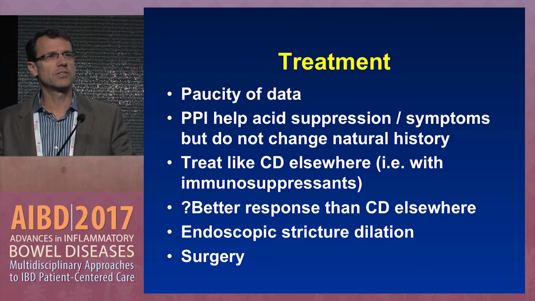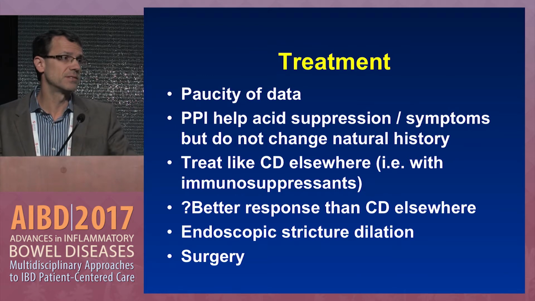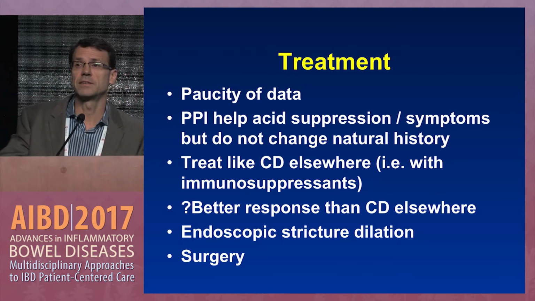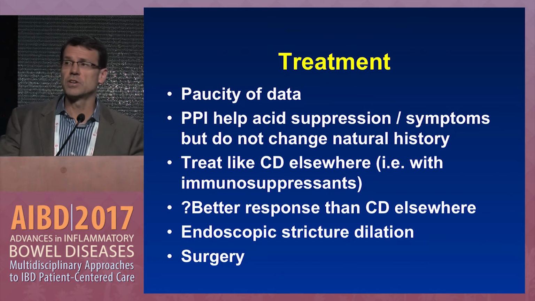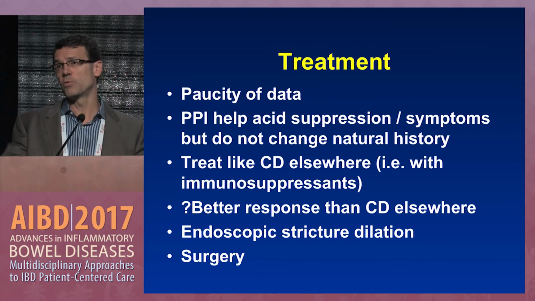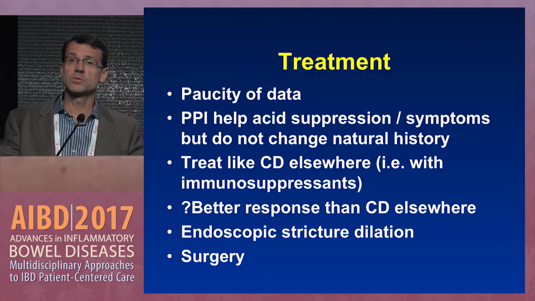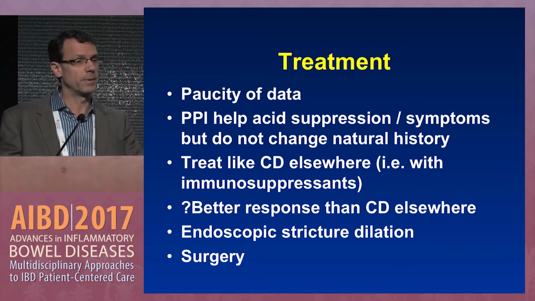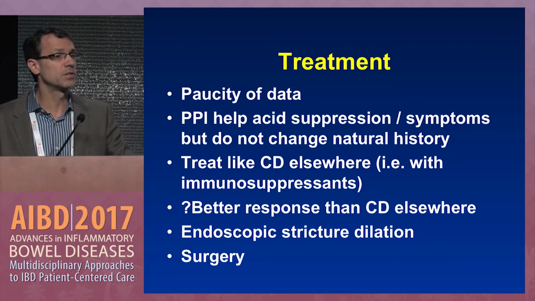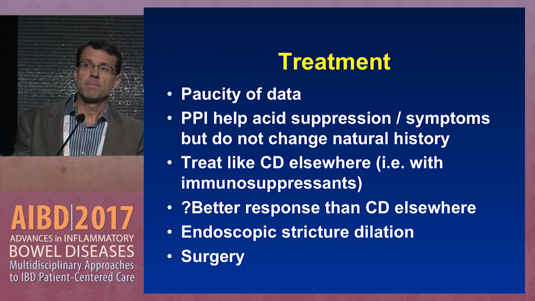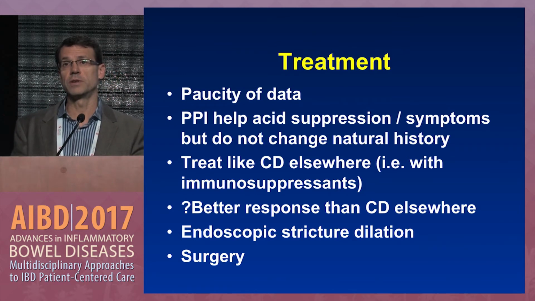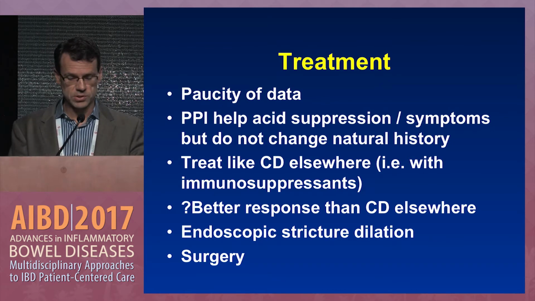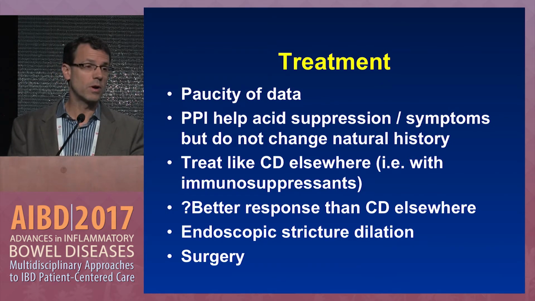So as far as the treatment of gastroduodenal Crohn's disease, not surprisingly because it's relatively uncommon, there's a paucity of data. While PPIs can help suppress acid and help symptoms, they don't actually alter the natural history of the disease, and therefore you have to treat like Crohn's disease elsewhere in the bowel, i.e. with immunosuppressive therapy. It may, though, in fact, have a better response rate than Crohn's disease elsewhere, unlike the jejunal disease. With patients with strictures in the stomach, typically in the pylorus or in the duodenum, we can do endoscopic dilation, which I'll show you in just a moment. And for some patients, they end up requiring surgery.